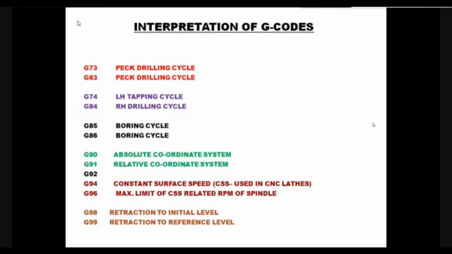And G90 is used for absolute coordinates, the absolute coordinate system. That means when we express the coordinate values of various points with reference to the workpiece origin, the system is called absolute coordinate system. If we express the coordinate values of any point with reference to the previous point, then it is called relative coordinate system or incremental coordinate system.